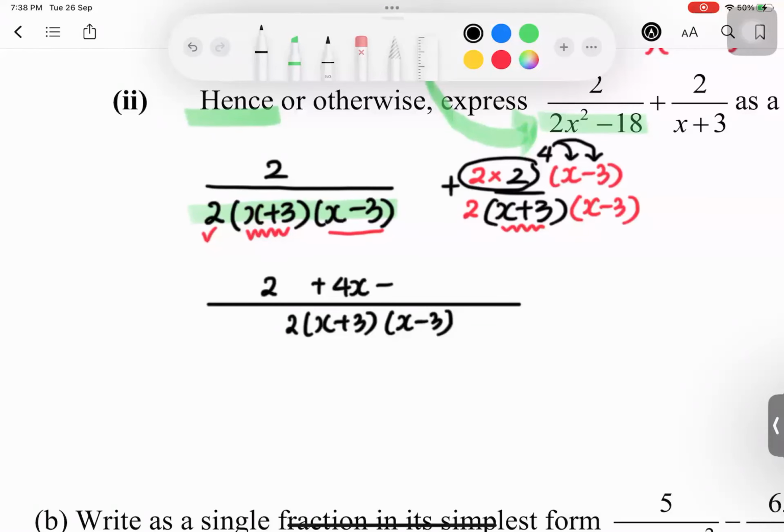Yes. All right. Okay, so this one is 4x minus 12, right?